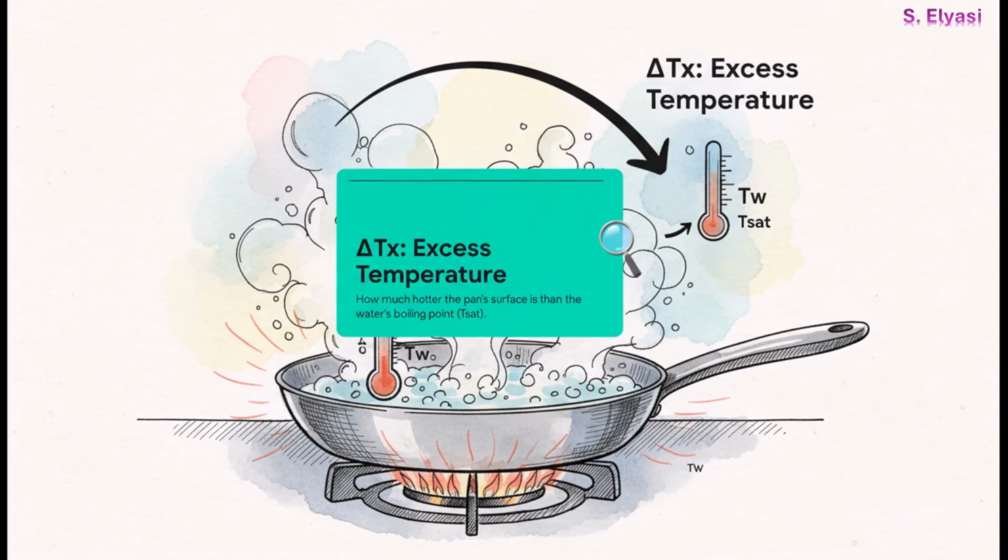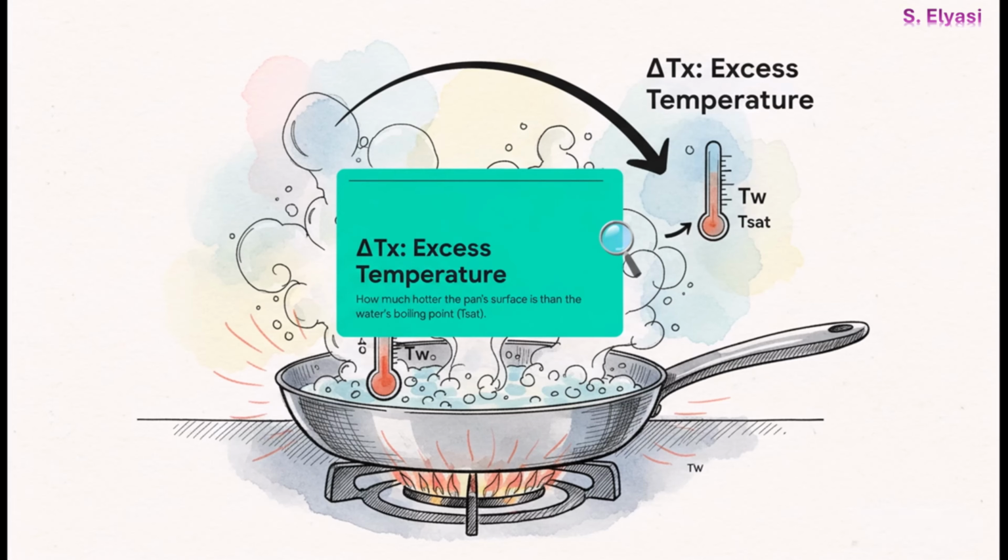Next up, we have the real engine driving this whole show, delta T sub X. This is the excess temperature. And this is the critical part. It's not the temperature of the water itself. It's the difference between the temperature of the pan surface and the water's actual boiling point.